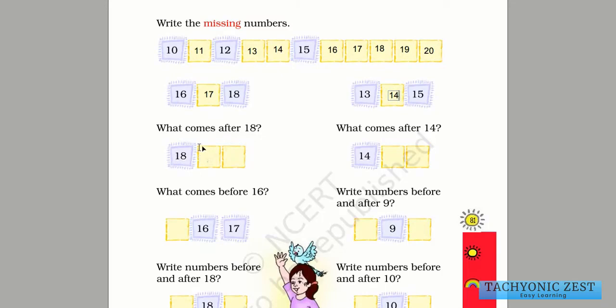So let us count from 10. So 10, 11, 12, 13, 14, 15, 16, 17, 18, 19. So after 18 comes 19. So we will write 19 here. And after 19 it comes 20. So we will write 20 here.